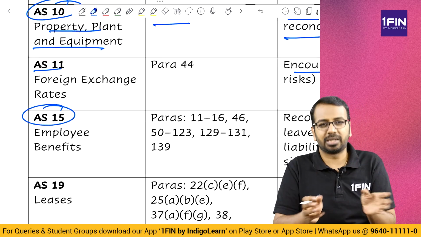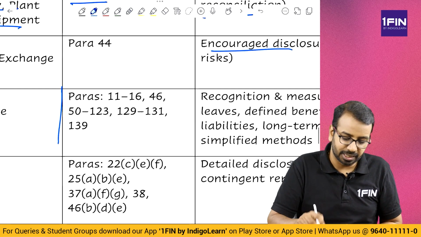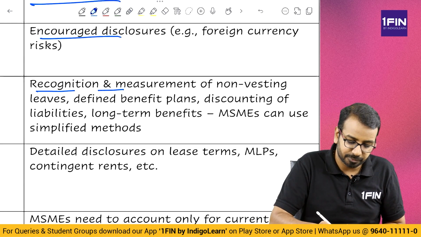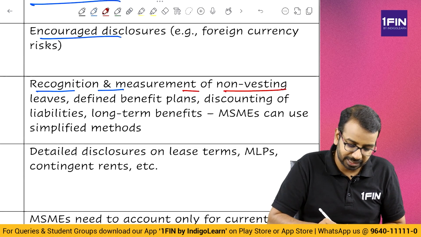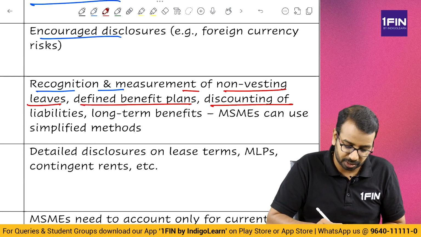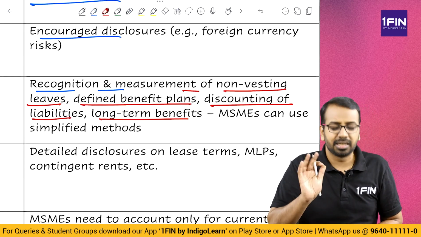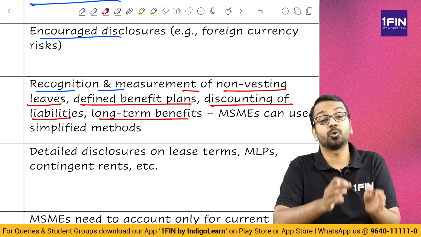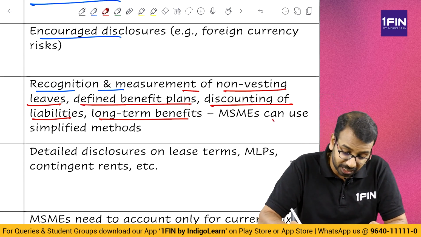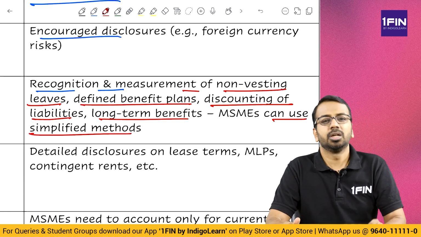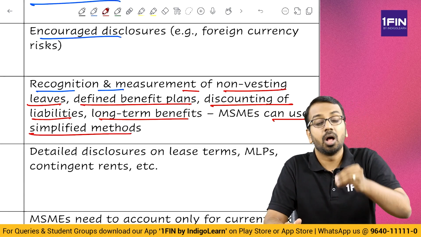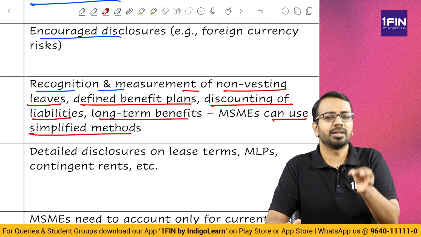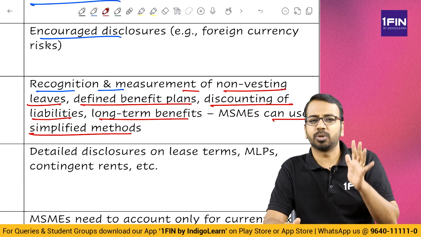AS15, anyways a very big standard, a lot of paragraphs have been exempted. Basically it deals with recognition and measurement of non-vesting leaves, defined benefit plans, discounting of liabilities, long-term benefits. All of these, whatever is the detailed guideline given in AS15, those need not be applied. You can take a simplified approach. So, you can assume, for example, all the payments will be done at the end of the year. A simple assumption can be taken and you can do the calculation.